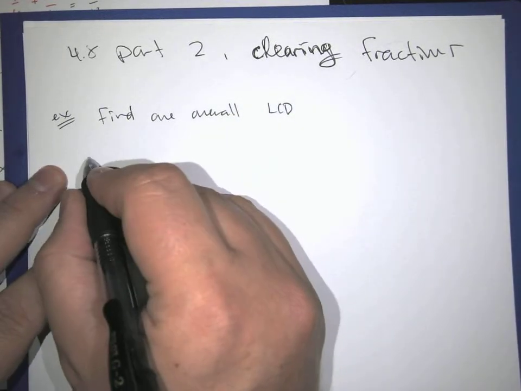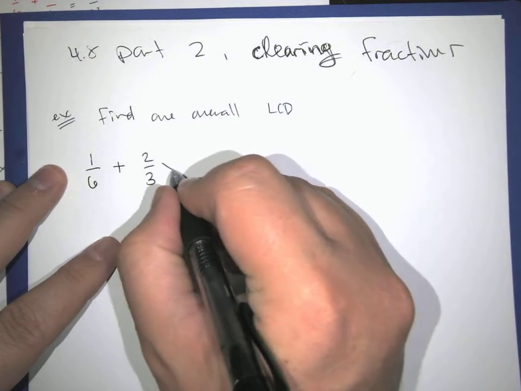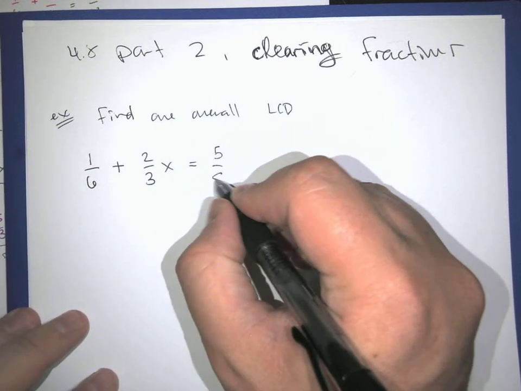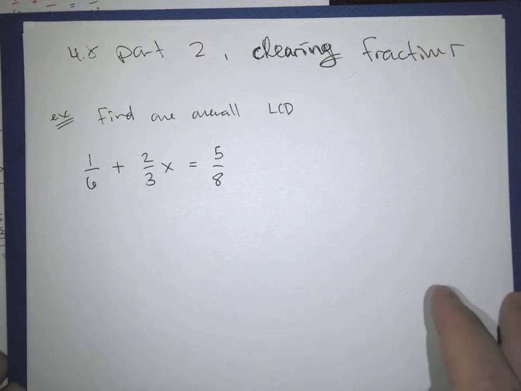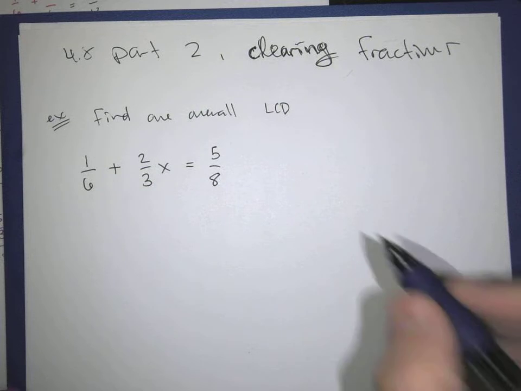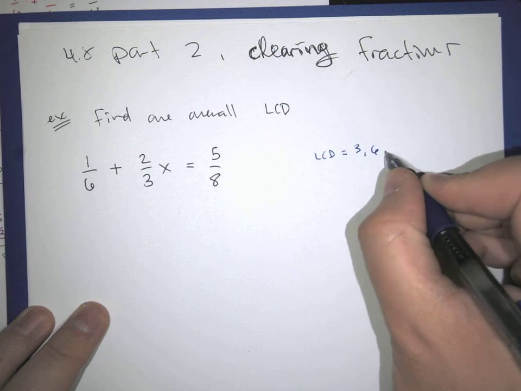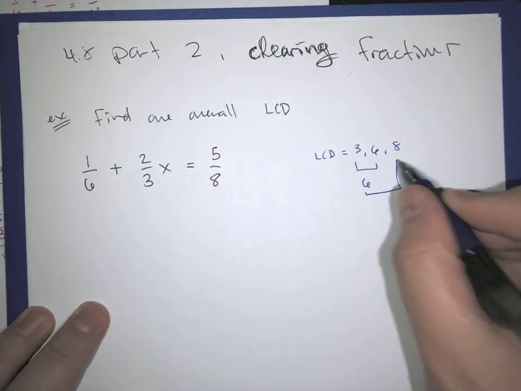Let me put some numbers up here. Let's do something like 1/6 plus 2/3 x equals, I don't know, 5/8 or something, right? So let's get a little bit of variation here in our denominators. We've obviously got a 6 and a 3. We can just use the 6 there as a common denominator. The 8 makes things a little bit more interesting. So before we move anything around, let's find a common denominator for 3, 6, and 8. Two at a time: 3 and 6, we can just reuse the 6.